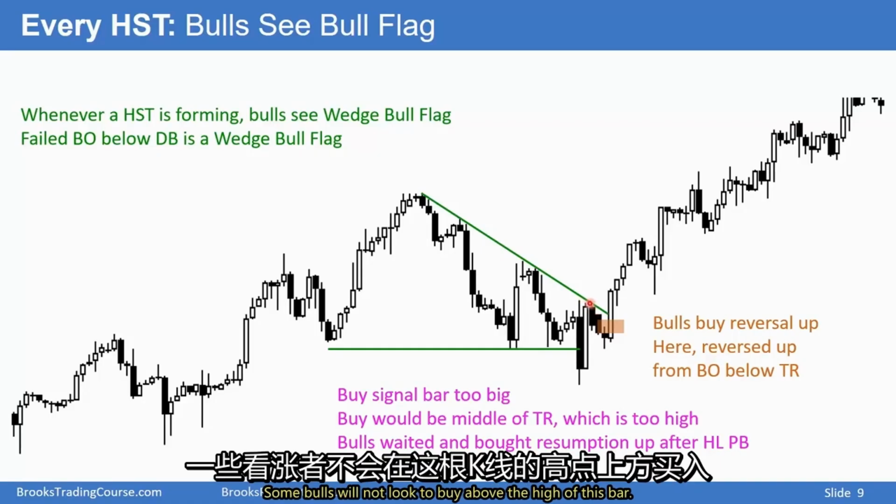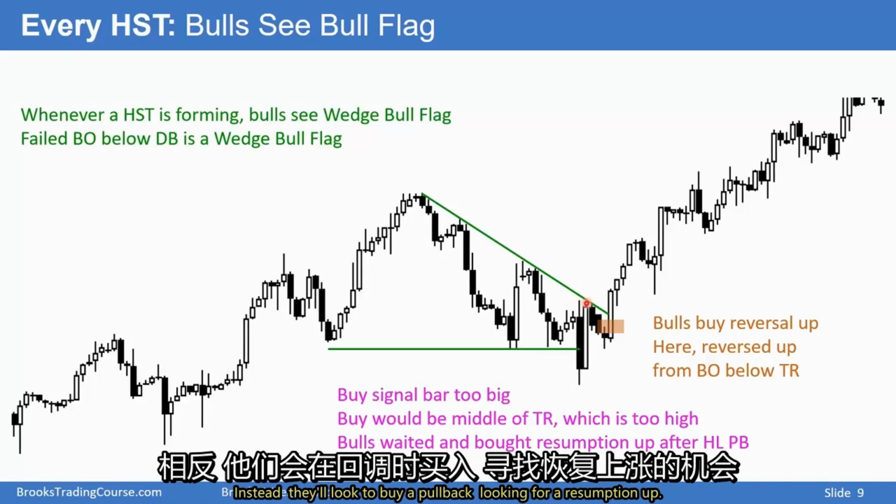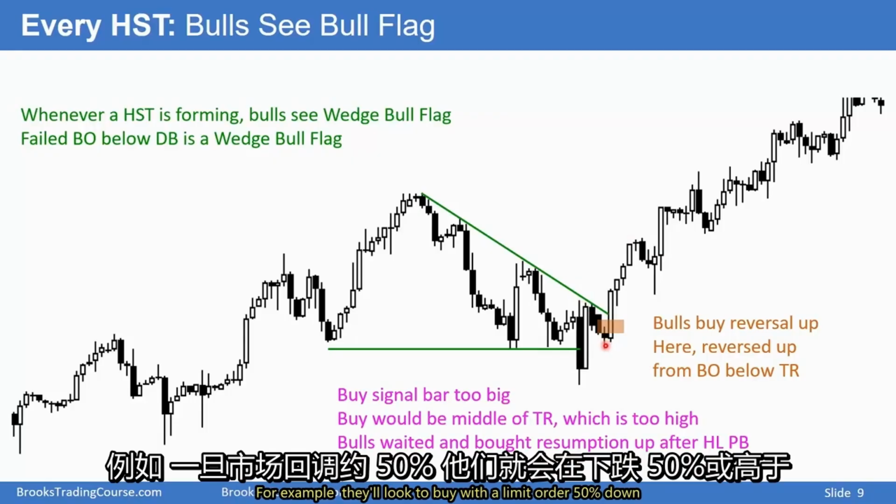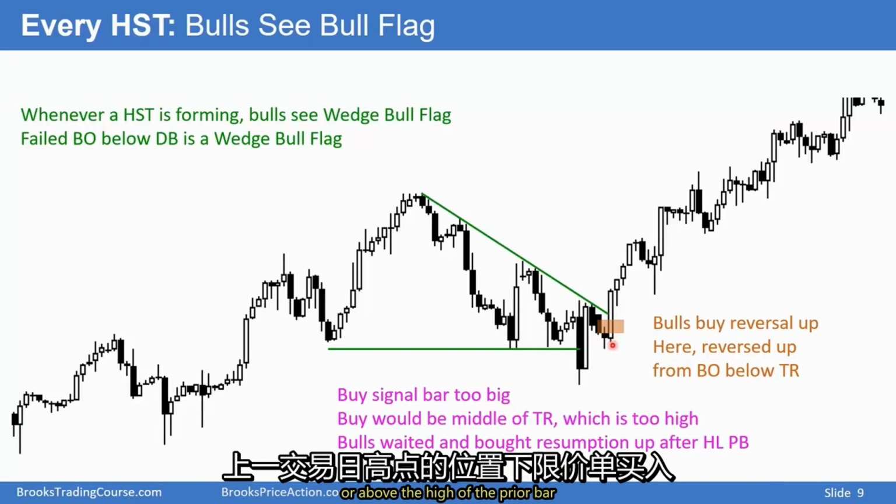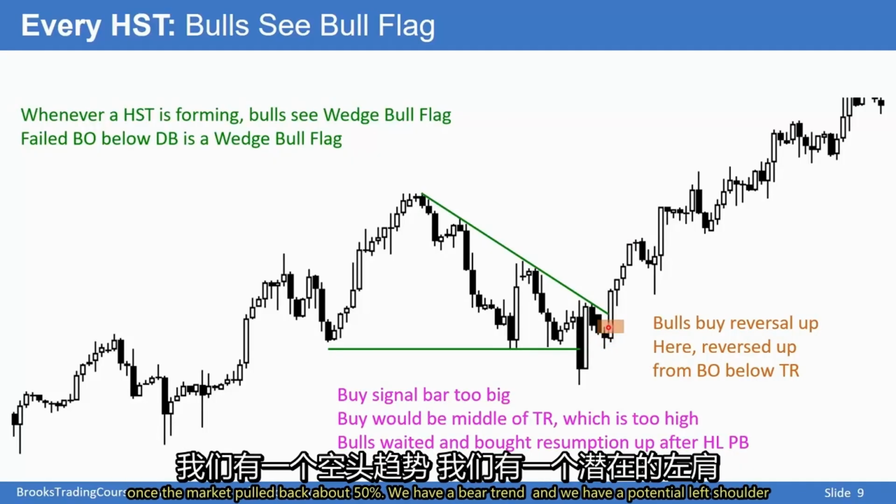Some bulls will not look to buy above the high of this bar. Instead, they'll look to buy a pullback, looking for a resumption up. For example, they'll look to buy with a limit order, 50% down, or above the high of the prior bar once the market pulled back about 50%.